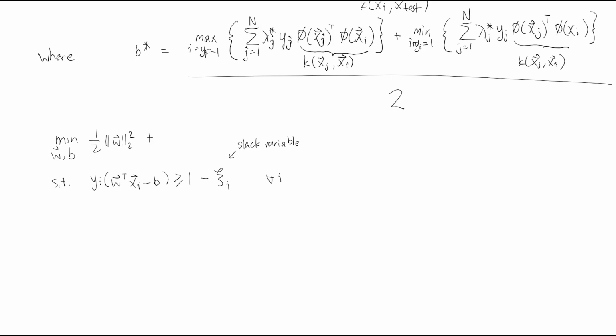And then we're also subject to all the ξi's greater than or equal to 0 for all i. We can't just allow constraint violations for free, so we need to penalize that by adding gamma times the sum of all the slacks.